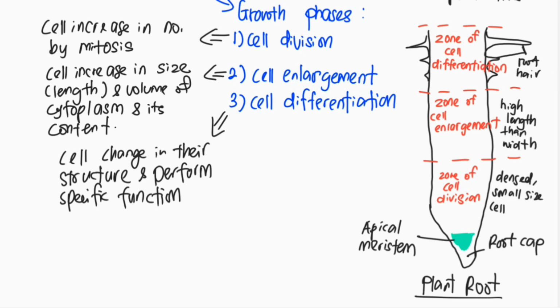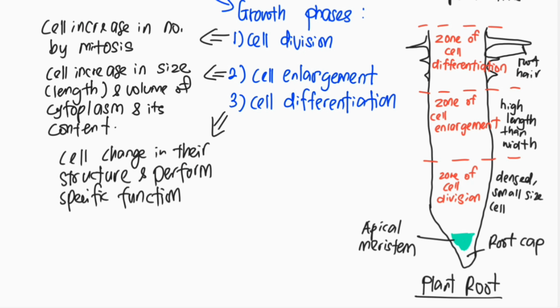Next, satu lagi cara untuk identify zone mana dekat plant root is by looking at the cell. So semua sel dekat zone of cell division are dense and have small size. Sebab sel tu baru je dividing by mitosis, so sel dia masih lagi kecil. And then ada banyak sebab dia rapidly undergoing mitosis. Kalau sel dekat zone of enlargement, kita akan nampak sel tu ada length yang panjang compared to their width. So dia panjang daripada dia lebar.